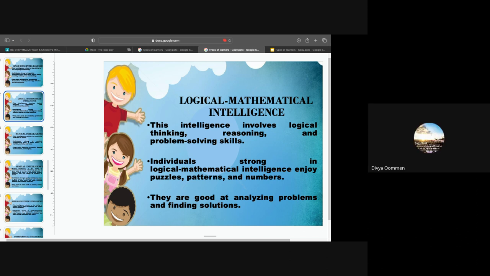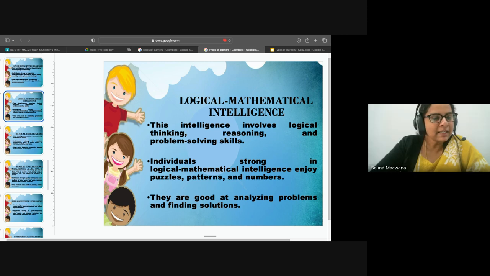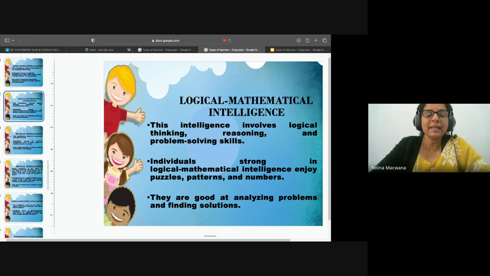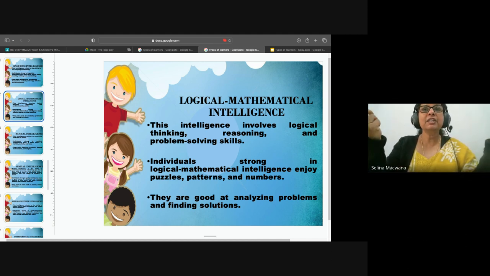Reasoning. Sorry, you said reasoning, Divya? Reasoning, yes. Thinking logically, and like Jafina said, problem solving. So individuals who are strong in logical-mathematical intelligence enjoy puzzles, patterns, numbers. They're good at analyzing the problem. They're good at finding solutions.